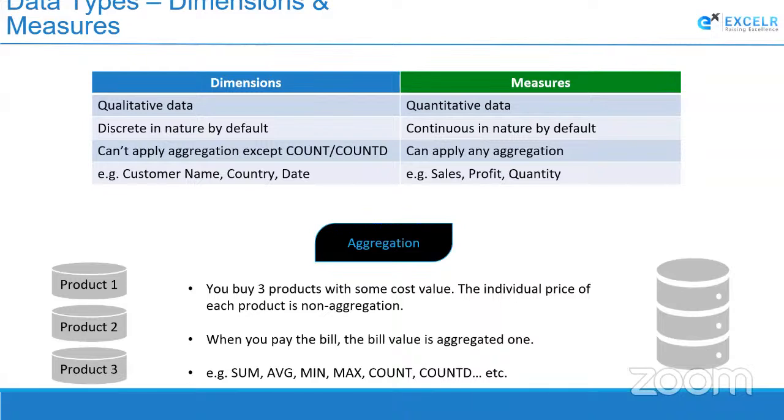They are continuous in nature. You can apply any aggregation formula, for example, sum of sales, sum of profit, sum of quantity, and so on. Is everyone clear with what is qualitative data and quantitative data? And these are called dimensions and measures in Tableau. Any queries on this? This is most important to understand. Whenever you start BI visualization, the first and foremost thing you do is distinguish and bifurcate the data into qualitative and quantitative.